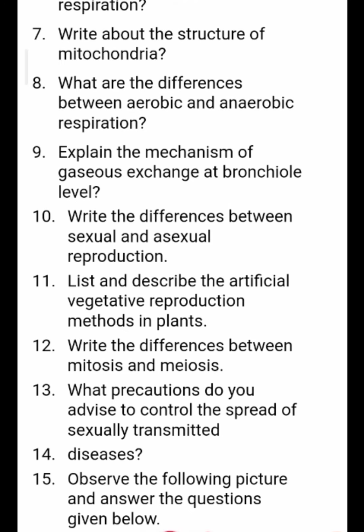Next, write the differences between sexual and asexual reproduction. Next, list and describe the artificial vegetative reproduction methods in plants. Next, write the differences between mitosis and meiosis. Next, what precautions do you advise to control the spread of sexually transmitted diseases?